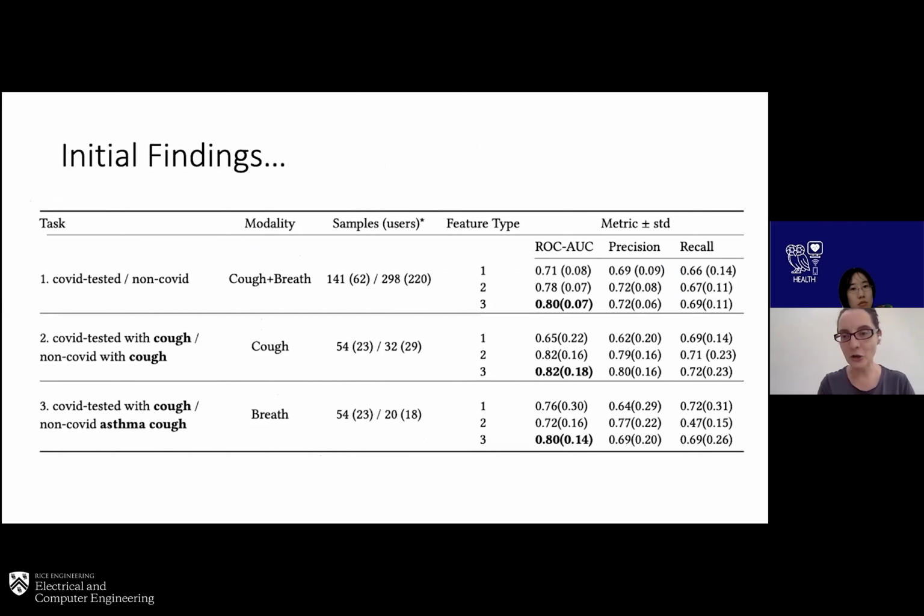So these are the 3 tasks in the table: the modality, cough plus breathing, cough and breathing. In the 4th column, you see the feature type. The feature type means do we use just the manual features, the VGG features, or both? And we see that when we use both, the 3 there in the feature type indicates we have higher performance.